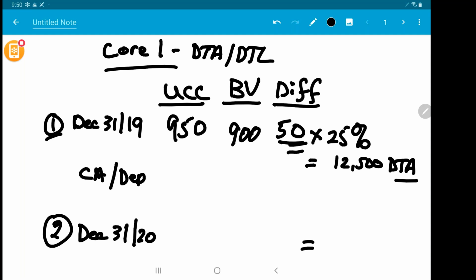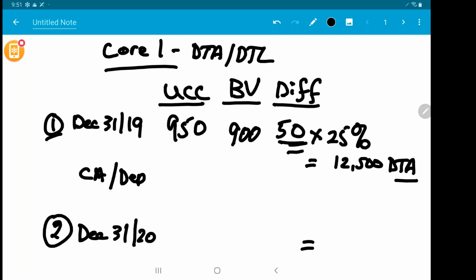Now, why a DTA? Well, the logic is your UCC is higher than your book value by 50. Okay, so that means you have more CCA available to you to take at a future date, which represents a future tax deduction and a future tax benefit over and above the depreciation that you have left. When you wind these assets down to zero, you have 950 of future CCA available and 900 of depreciation. Okay, so it's very important to go balance sheet to balance sheet like this when you're given multiple rates.